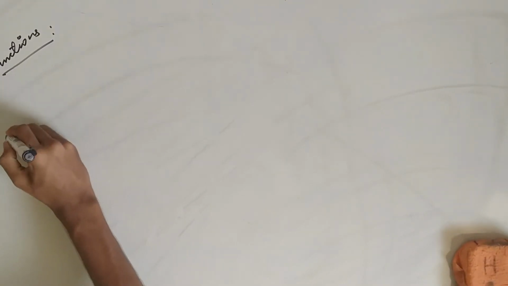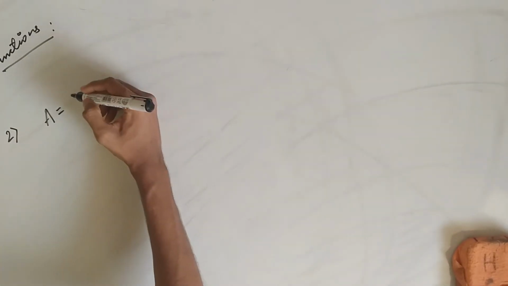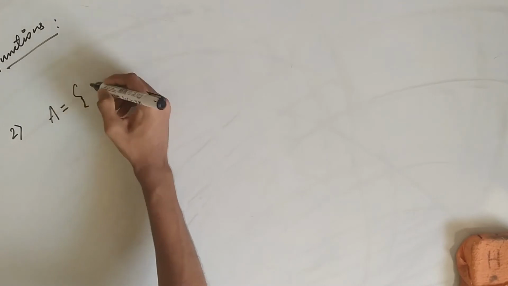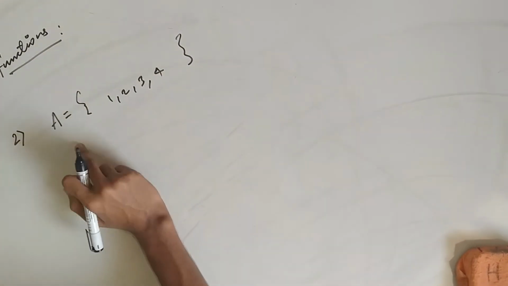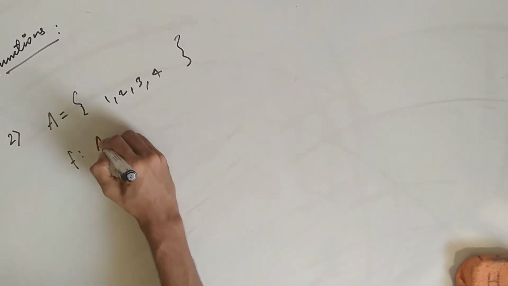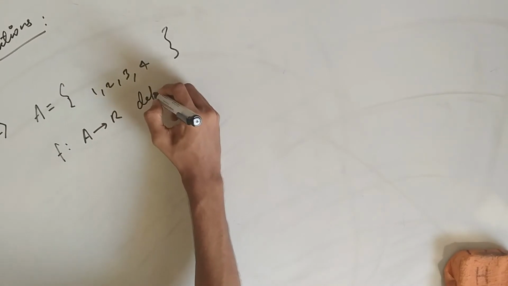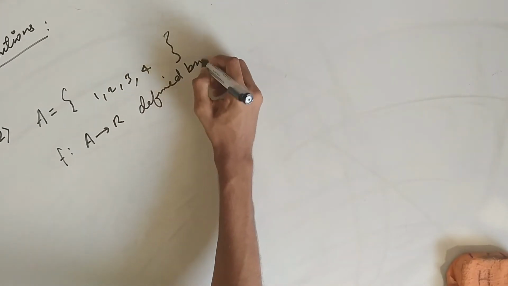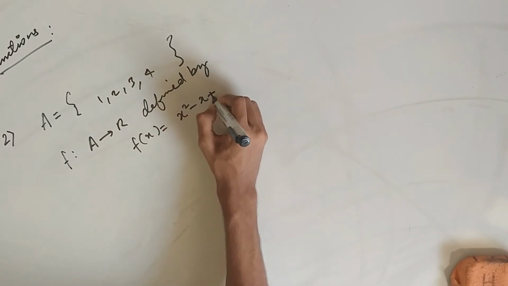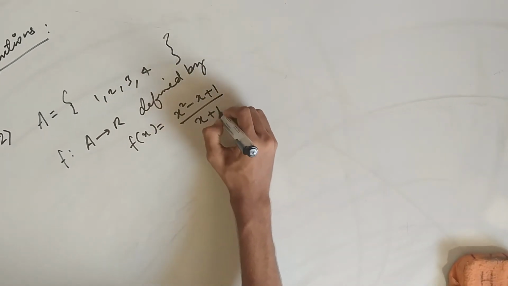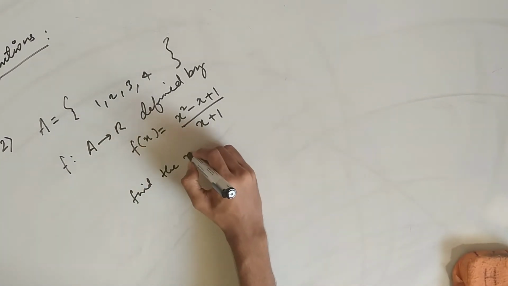Now let's see a different type of question. Here a set is given in roster form, with 1, 2, 3, 4 as the elements of the set A. Now a function is defined from A to R, defined by f of x equal to x square minus x plus 1 upon x plus 1. Then the question asked is to find the range of f.